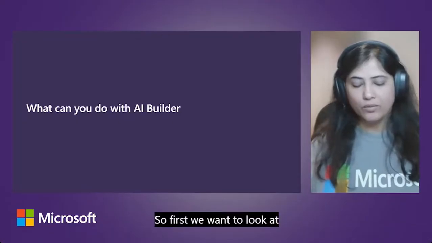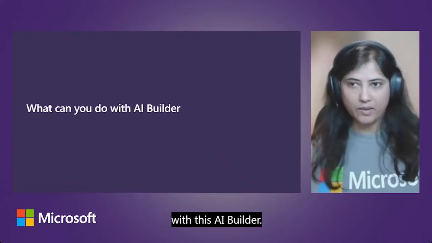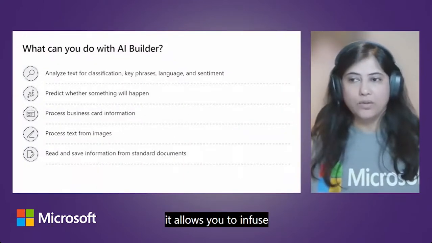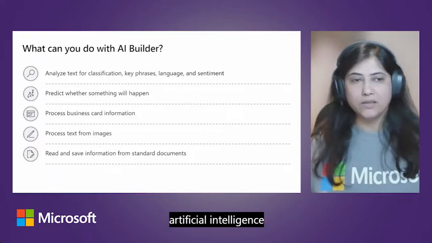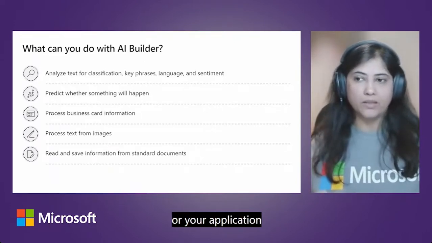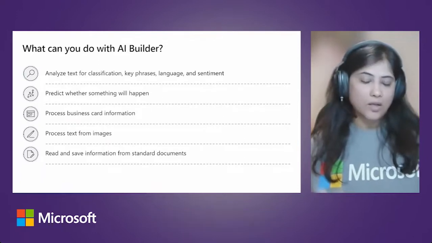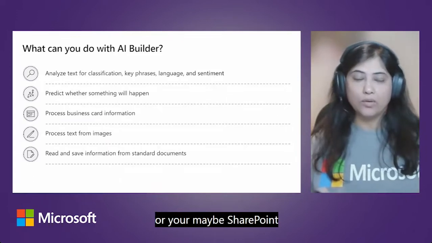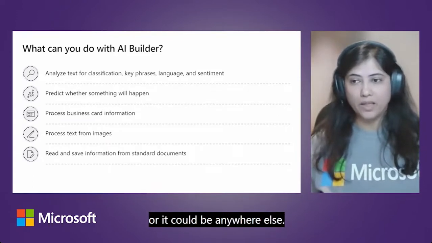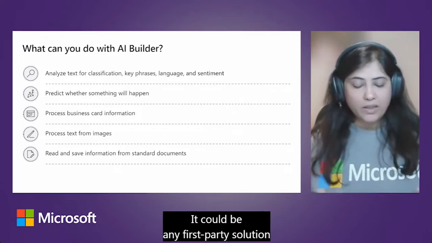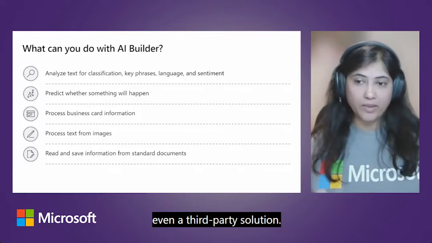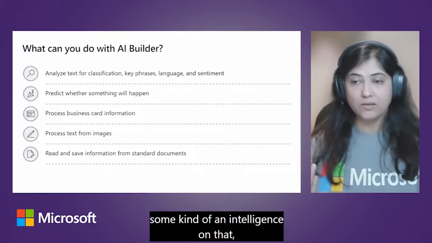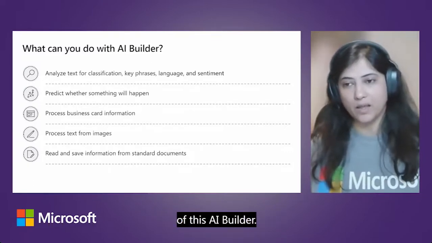So first we want to look at what we can really do with this AI Builder. AI Builder allows you to infuse artificial intelligence in any process or your application using your business data. That is the data you have got in your Dataverse or maybe SharePoint, or it could be anywhere else. It could be any first party solution, or even a third party solution. So all that data that you have got, if you want to apply some kind of intelligence on that, then you can make use of this AI Builder.